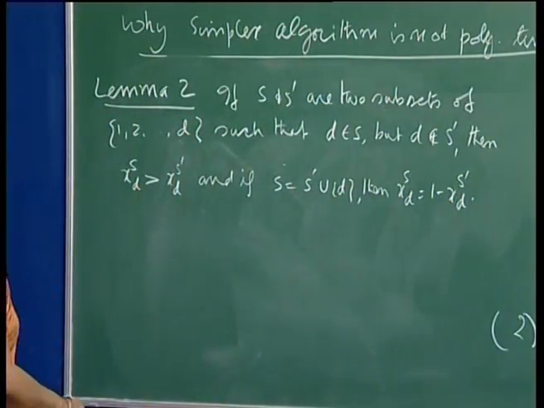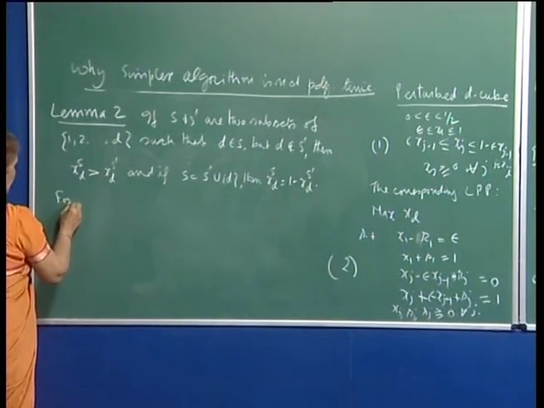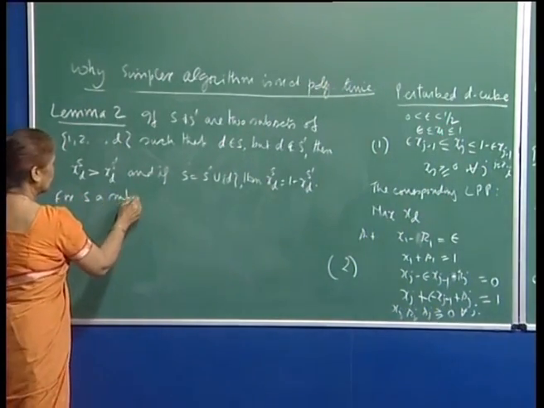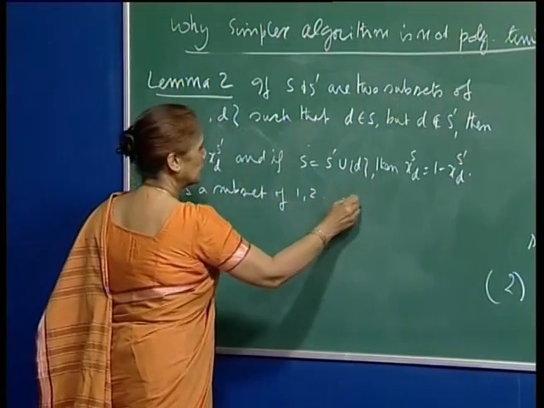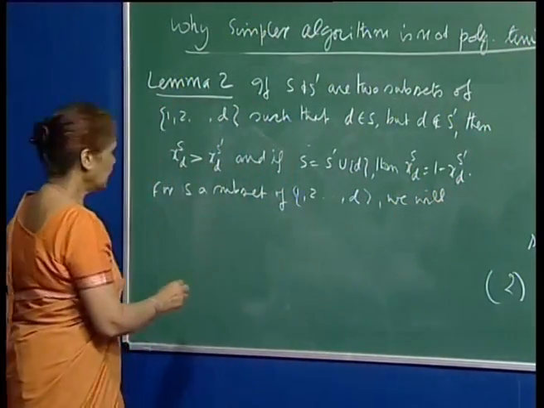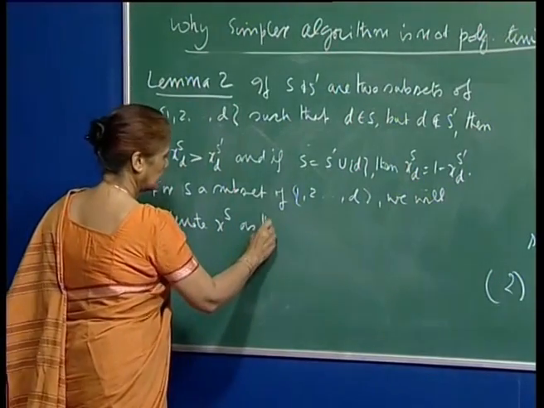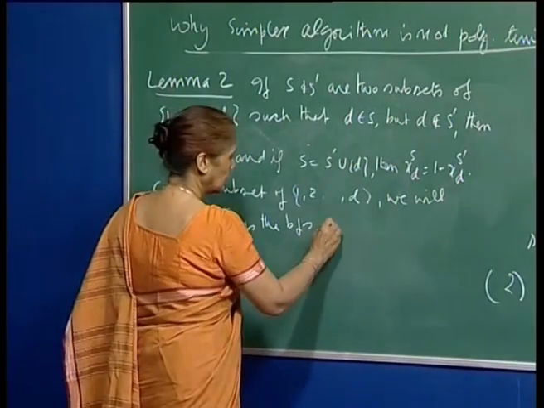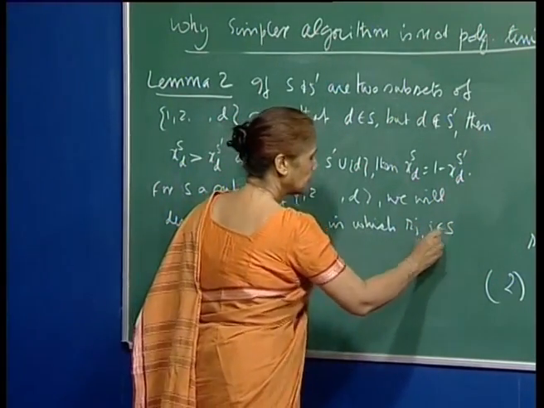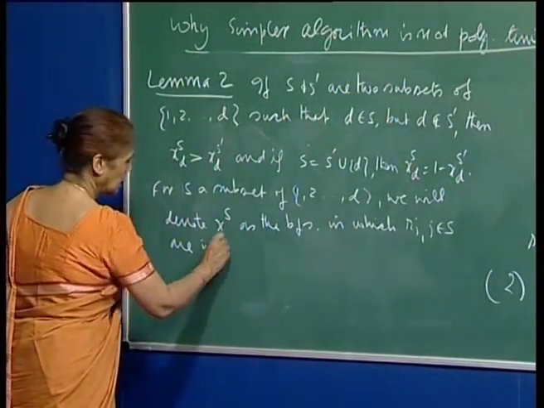Now let me explain first, before the proof. What we are saying is, for S a subset of 1 2 to d, we will denote x S as the basic feasible solution in which Rj belonging to S are part of the basis, are in the basic feasible solution.